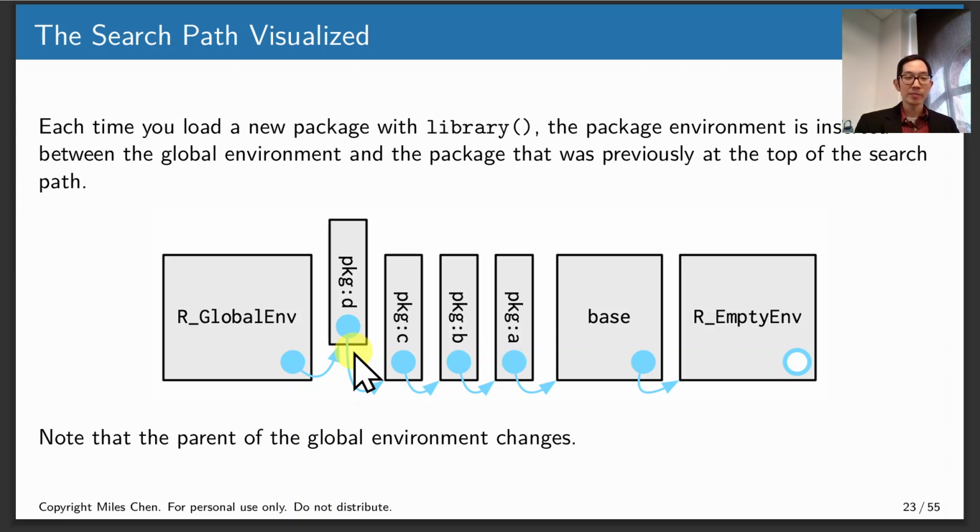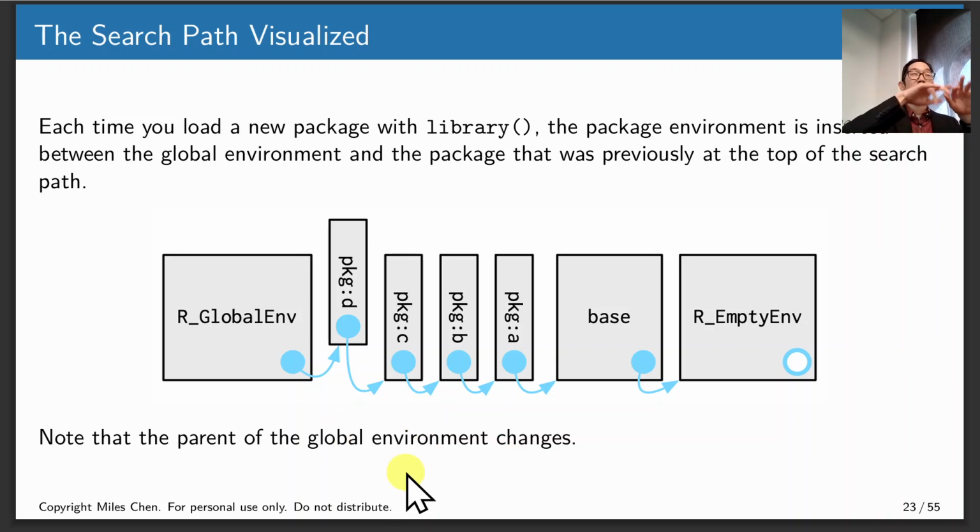Okay, so the parent of the global environment changes. Now, one consequence of this is that, let's say I say I want you to load up package ggplot and dplyr and mosaic or something like that. You put those in. Now, if somebody else put in those three packages, but in a different order, their search path is going to be different from yours.